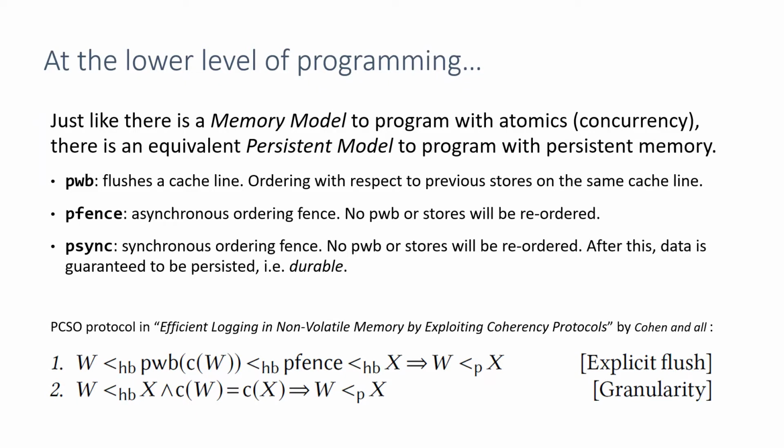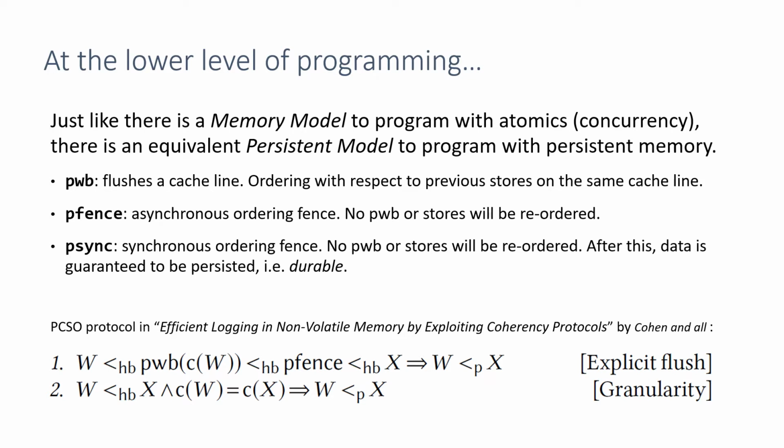Just like there is a memory model for programming with atomics and concurrency, there are also persistent models when you want to work with persistent memory. The one that we chose is the one by Israelevitz, Mendes, and Scott, and it defines three APIs for interacting with the persistent memory. That's the PWB, the pfence, and the psync.